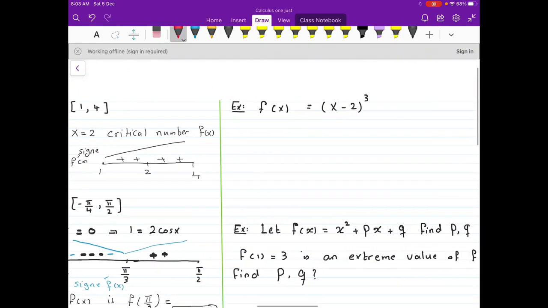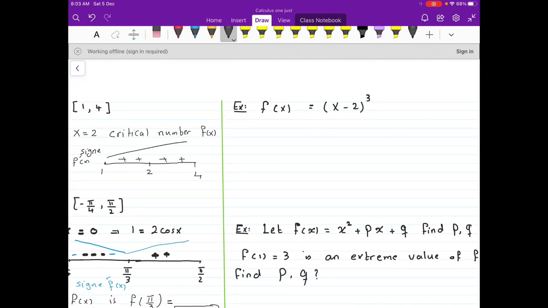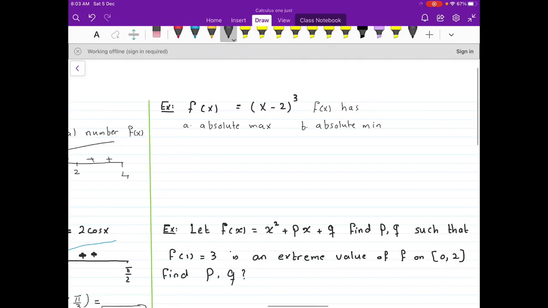Now if we define f(x) equal (x − 2)^3, the question is: does f(x) have A, an absolute max, B, an absolute minimum, or C, no absolute extremum? Maybe you think of solving it and checking whether it has an absolute max or minimum.